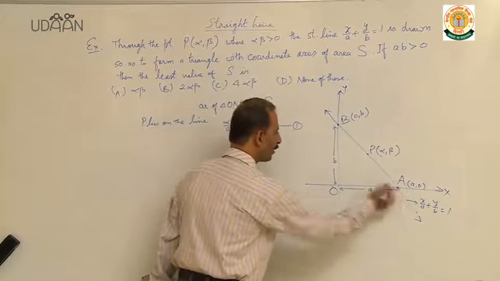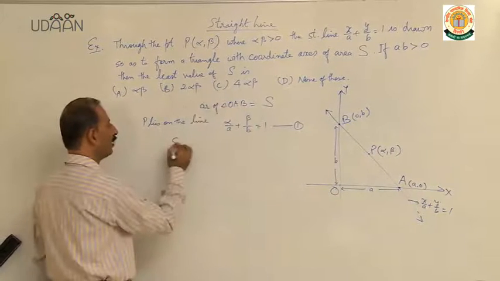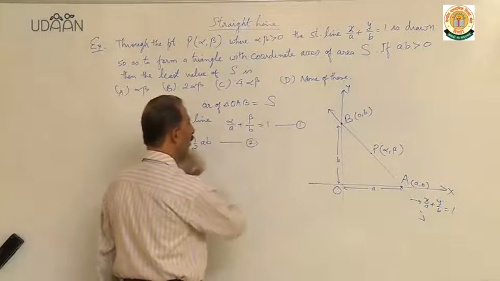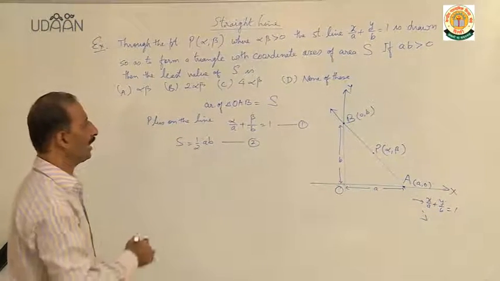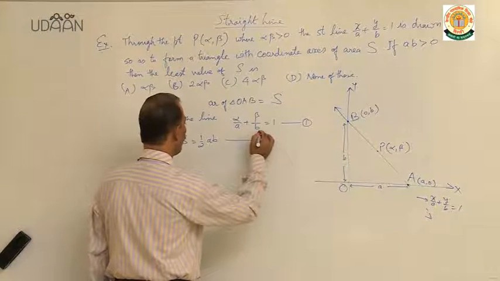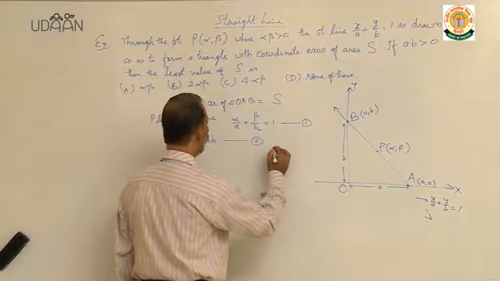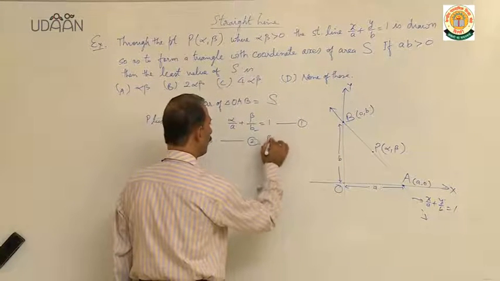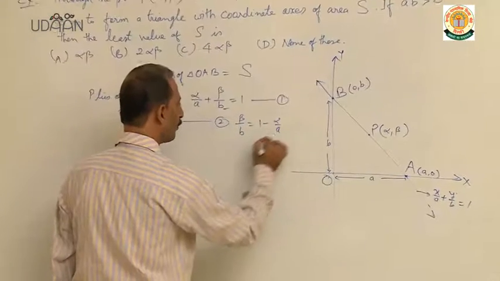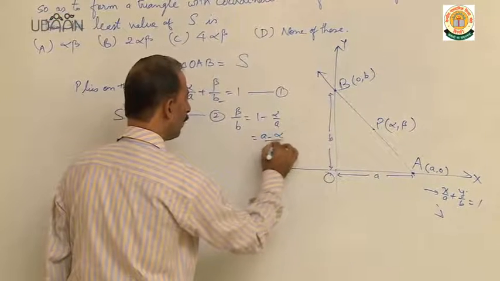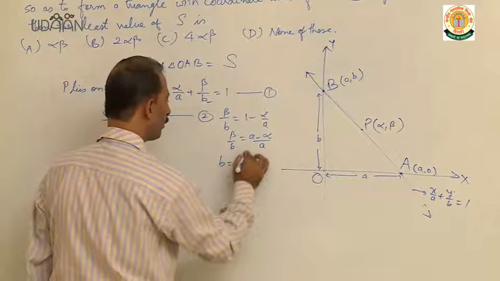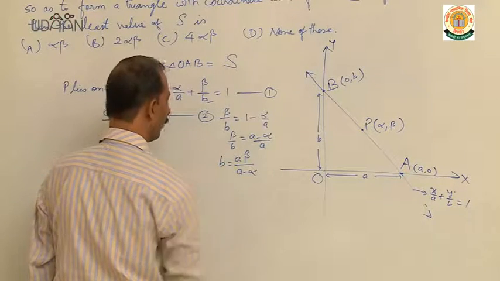Now the area of this triangle. So this is the base, this is the altitude. So area will be half of ab. Use these two equations. Eliminate any one constant, say a or b. So try to eliminate b. So find out the value of b from here. So what is the value of b? Beta upon b will be 1 minus alpha upon a. It becomes a minus alpha upon a, beta upon b. So the value of b is a times beta upon a minus alpha.